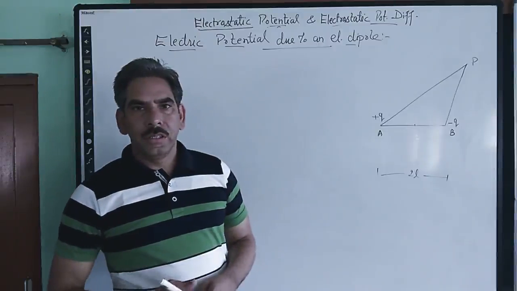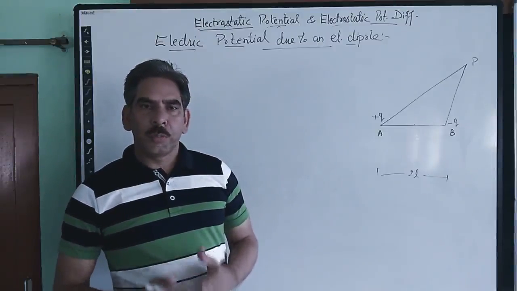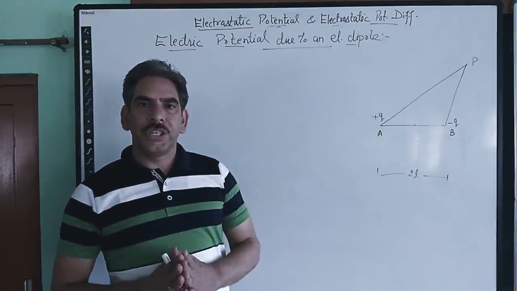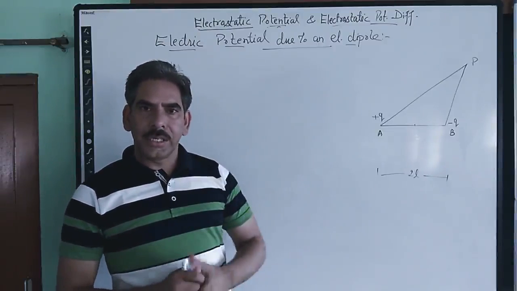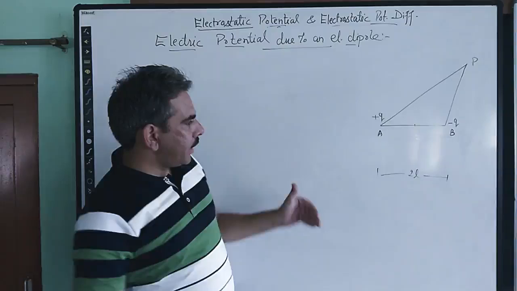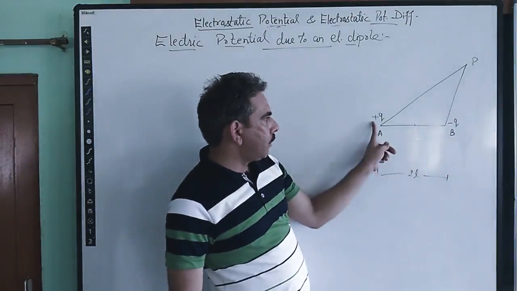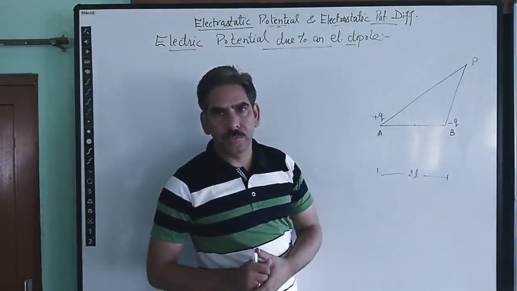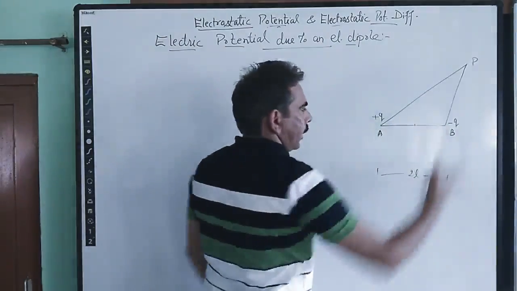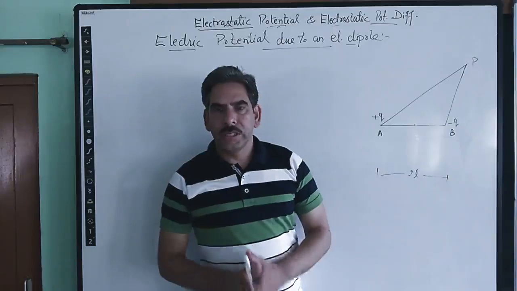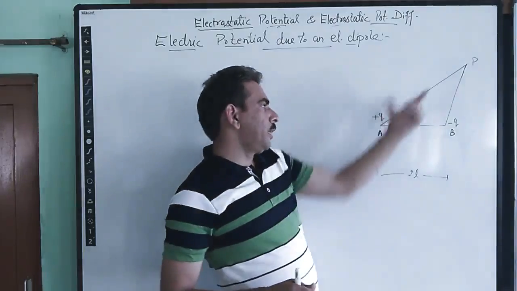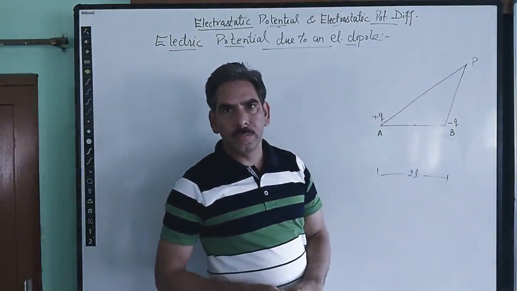In this article we are trying to derive an expression for the electric potential due to an electric dipole. So here is the situation. We are taking an electric dipole AB of length 2L having charges plus Q and minus Q. We take some arbitrary point P, and we derive the general expression for the electric potential at point P due to this electric dipole.